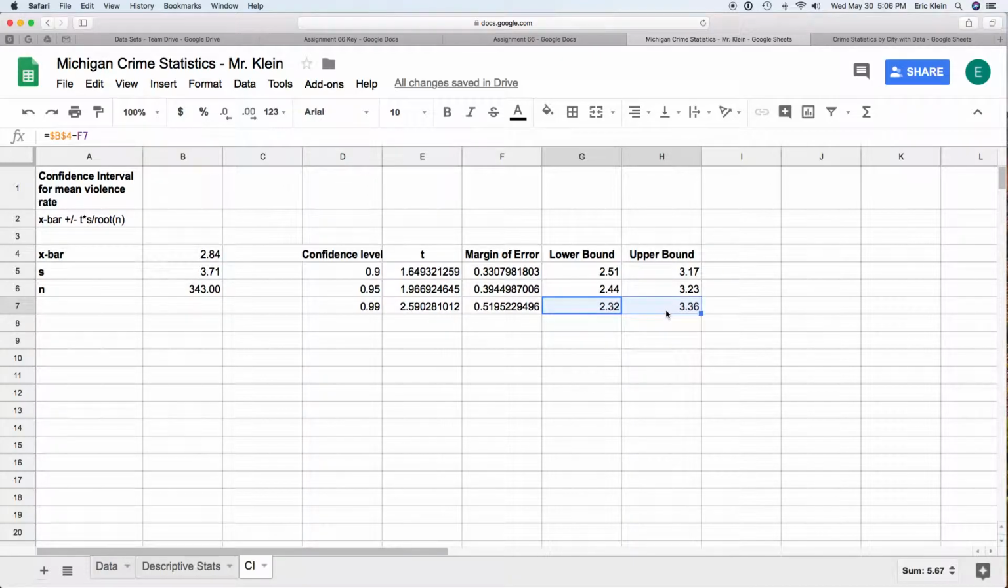So we would take this and we would interpret those two numbers to say, I am 99% confident that the mean crime rate, which is crimes per 1,000 residents in a U.S. city, is between 2.3 and 3.3 crimes per 1,000 residents.